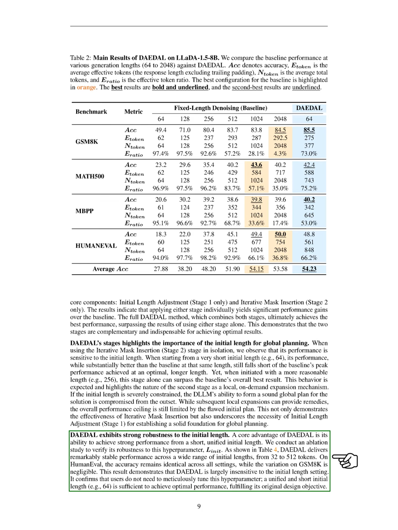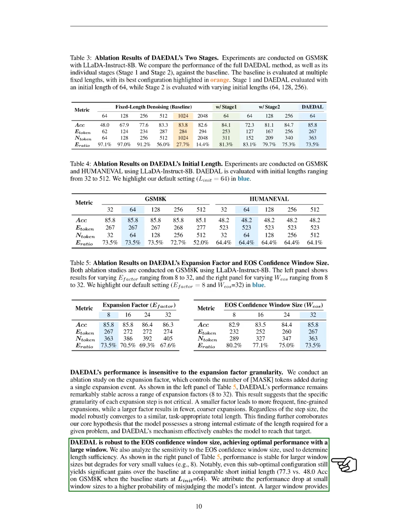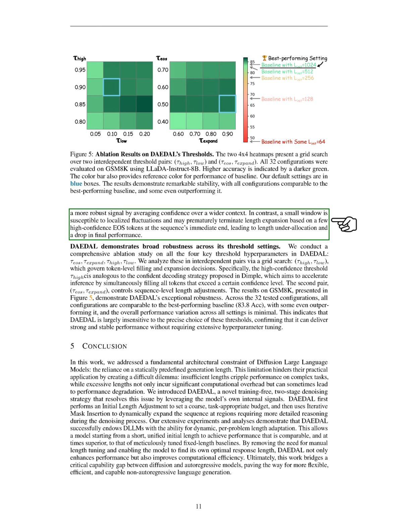Furthermore, we assessed DAEDAL's sensitivity to the size of the EOS confidence window, which helps determine if the length is sufficient. Our analysis revealed that performance is stable with larger window sizes but declines with very small ones, like 8. Even in this less optimal scenario, we still observed significant improvements over the baseline. We believe the drop in performance with small windows is due to a higher chance of misinterpreting the model's intent. A larger window averages confidence over a broader context, while a small window can lead to premature length termination based on localized fluctuations.